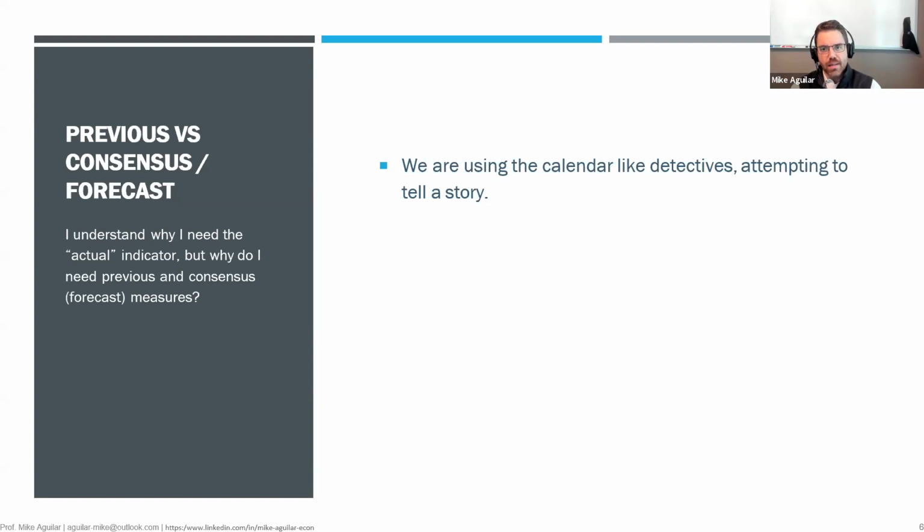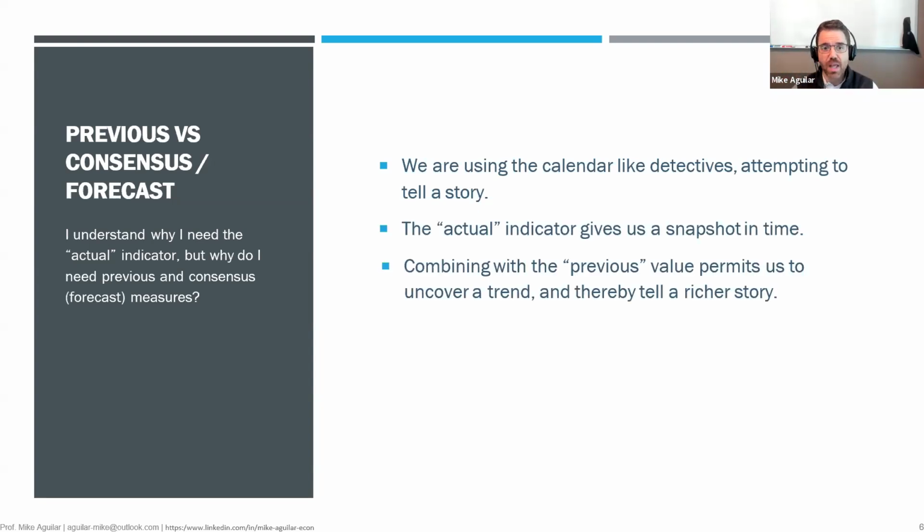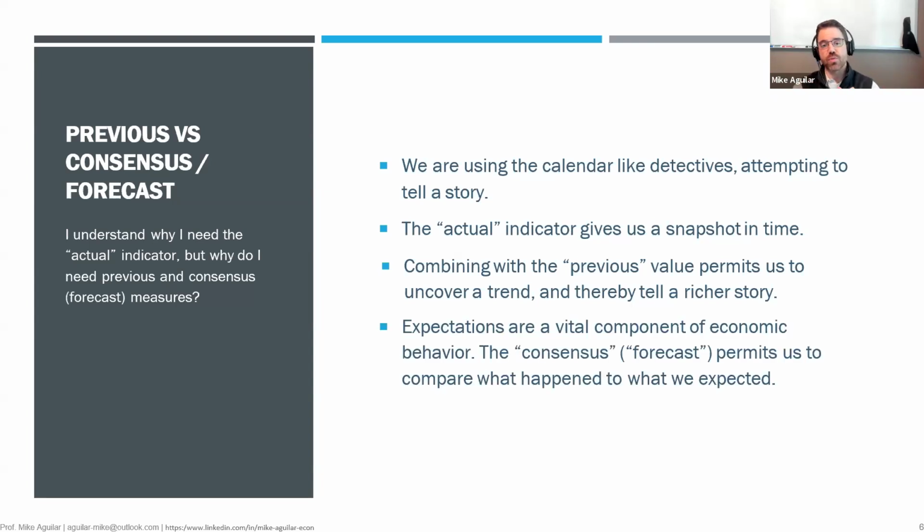Act like a detective. We want to tell a story. Storytelling is so potent. We do not know the truth, so we have to piece together the little bits of evidence. The actual indicator gives you a snapshot in time. When you combine that with the previous value, maybe you get a trend. Maybe it gives you a richer story. When you combine that with expectations, you can start thinking about not only what happened compared to last time, but what happened compared to what people were expecting, and expectations are powerful drivers of economic activity. If people expect something to happen, that might change their current behavior.